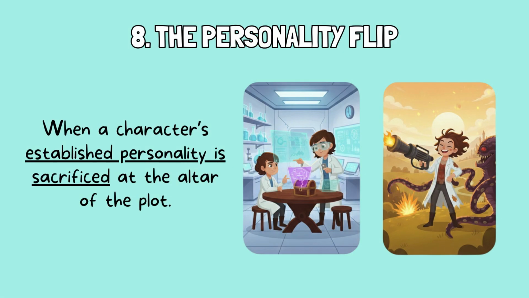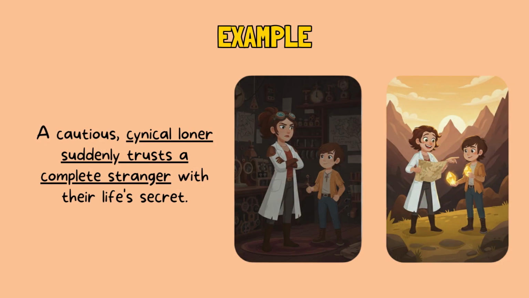Number 8. The personality flip. This happens when a character's established personality is sacrificed at the altar of the plot. For example, a cautious, cynical loner suddenly trusts a complete stranger with their life secret, solely because the plot needs that secret to get out.